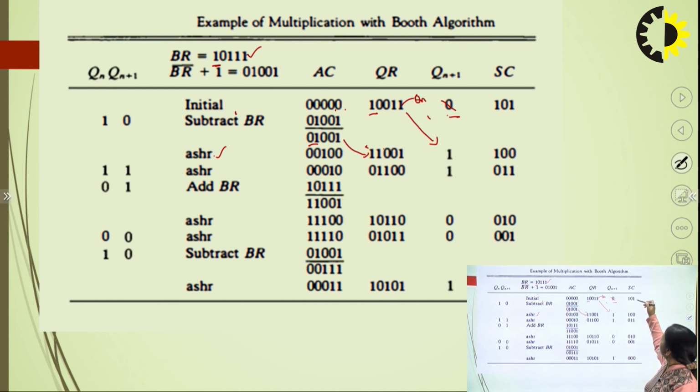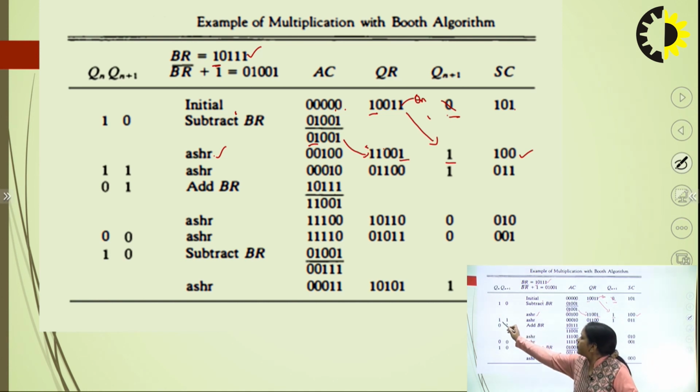Now decrease the value of sequence counter. Now it becomes 4 1 0 0. This step is completed. Now again we will start, because the value of sequence counter is not 0 now. That's why we again continue the process. We can see here, in the next case we have 1 and 1 in the Qn and Qn plus 1. That's why we have taken 1, 1.